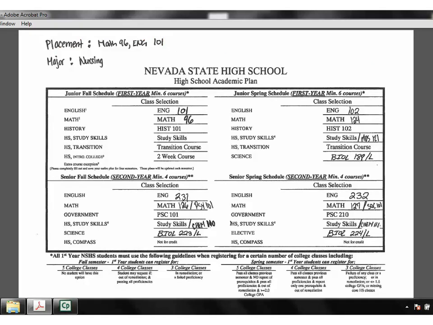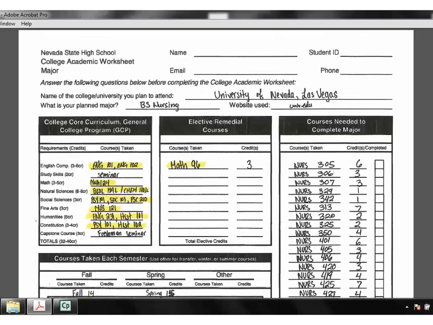We're going to take a look again at the nursing major to see how we can correlate their high school academic plan into an academic plan for a bachelor's in nursing at the University of Nevada, Las Vegas. First, we're going to start with Nevada State High School's academic worksheet. So we're going to look at UNLV for a bachelor's in nursing using, of course, unlv.edu.